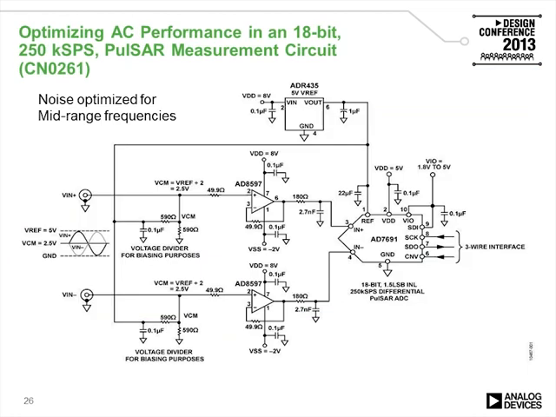An example of this amplifier is shown in this slide, where it's optimized for an 18-bit circuit at 250 kilosamples per second sampling rate. The circuit note is CN0261 if you'd like to refer to it later.